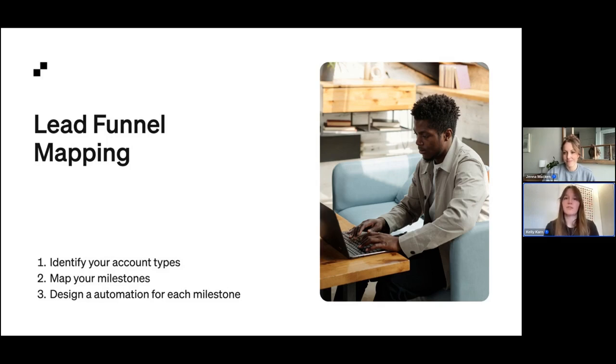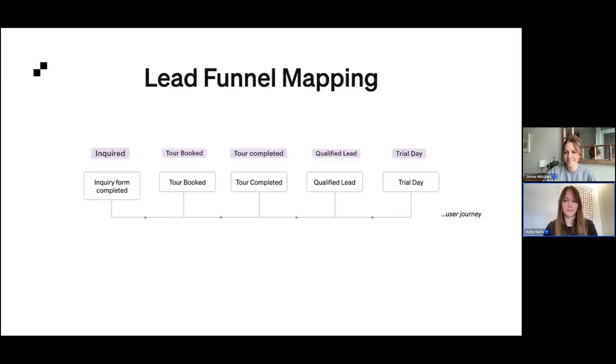The way that we like to approach it at Optix is first you're going to identify your account types. Then you will map your milestones, and then you're going to design an automation for each one of those milestones. Exactly. So maybe more of a visual. If you're a visual learner like me, you can see the horizontal map that we're designing here.